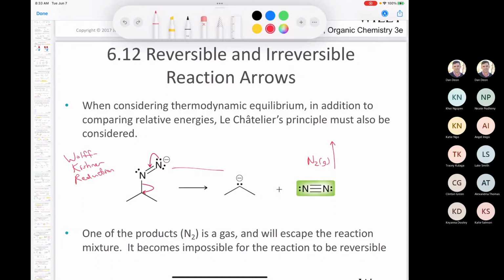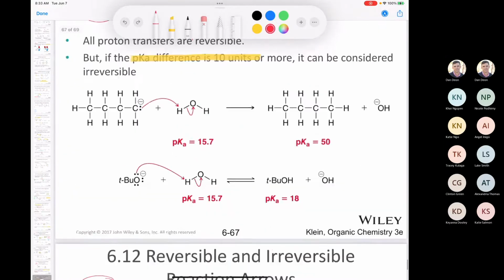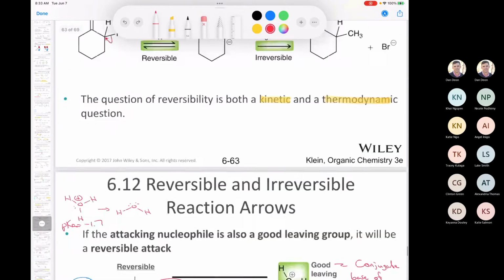So, if you have a gas that's definitely formed, that's going to escape the reaction vessel, and therefore it's impossible for it to go in the reverse direction. So let's just review quickly. We'll go back to the top here and take a quick peek at it.